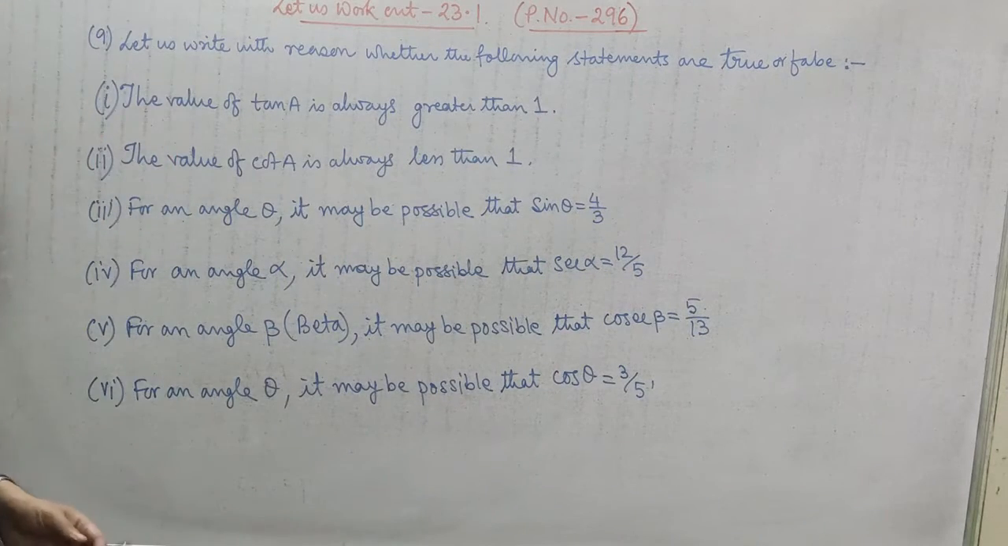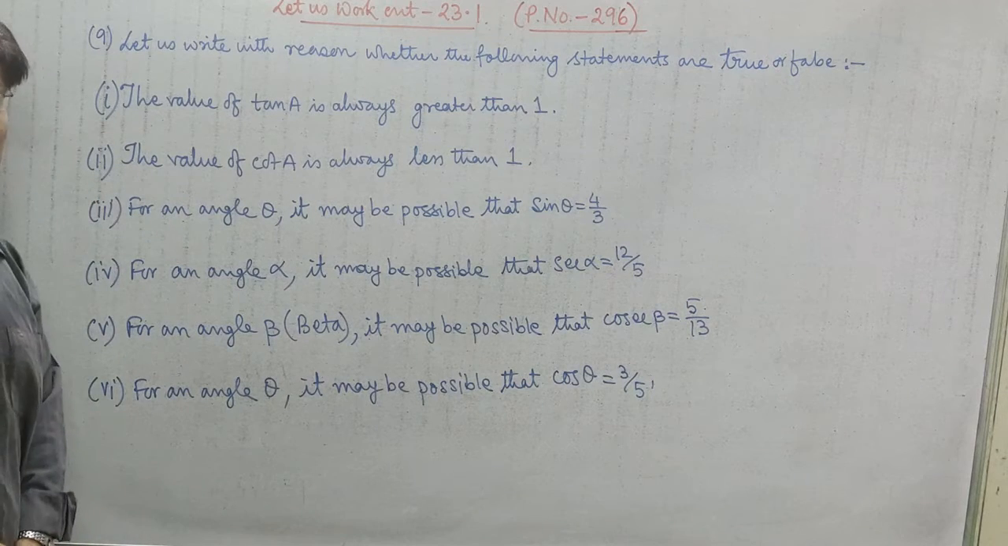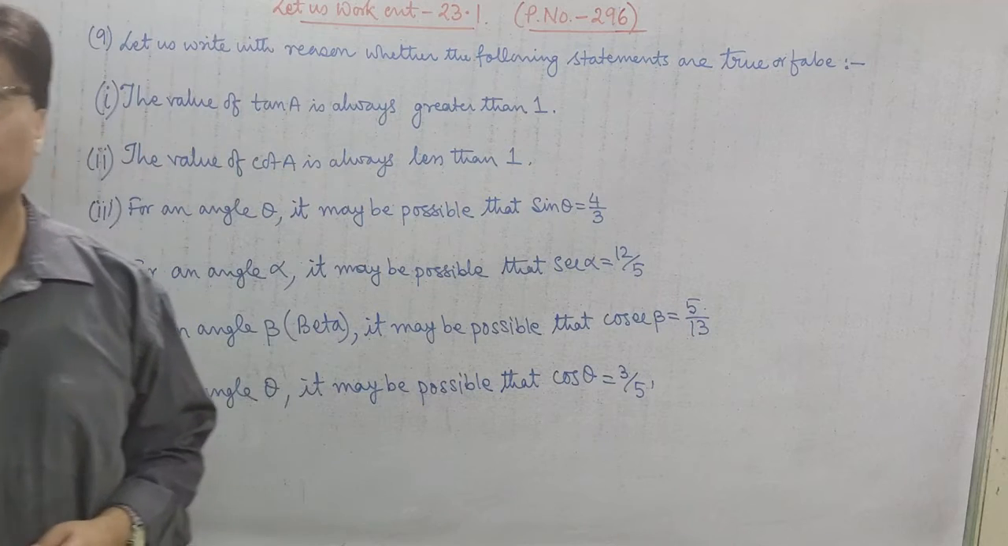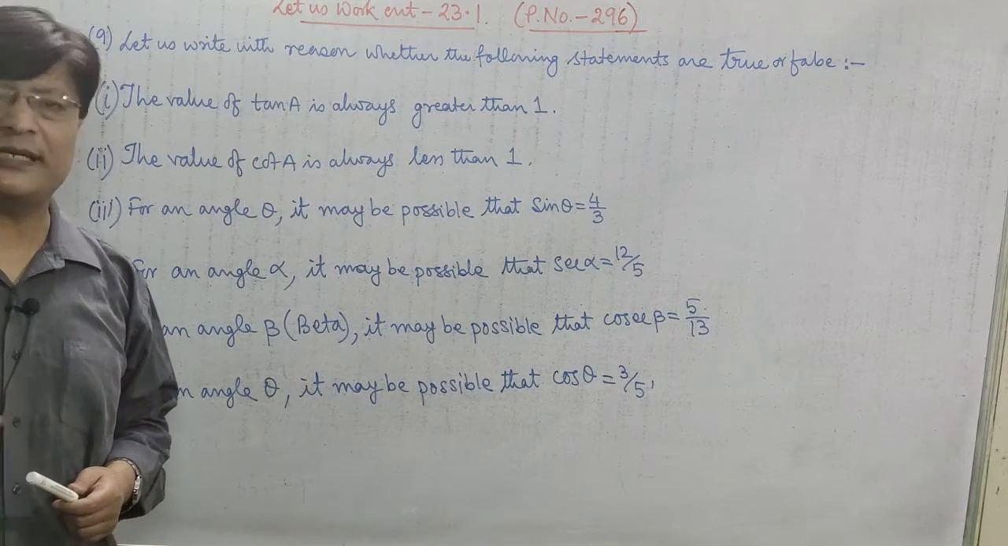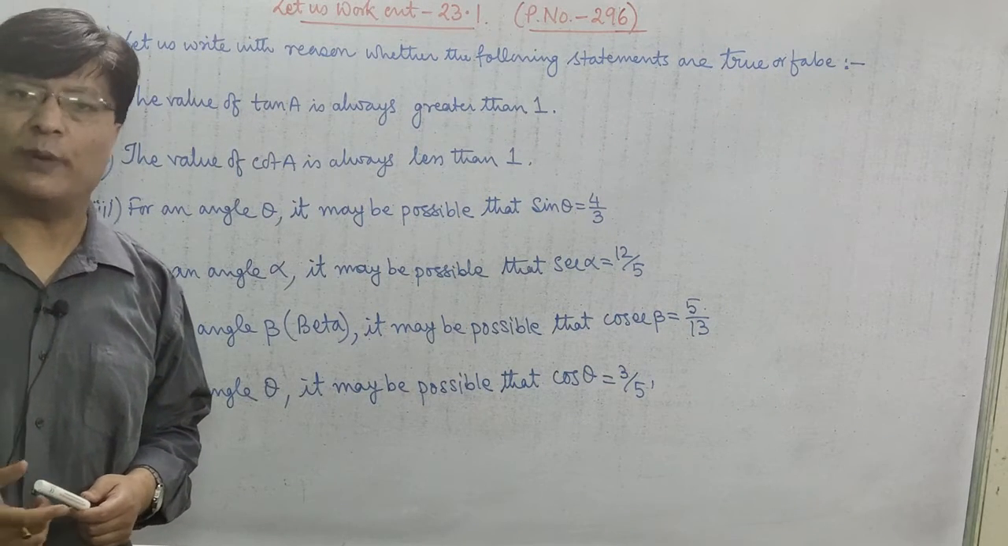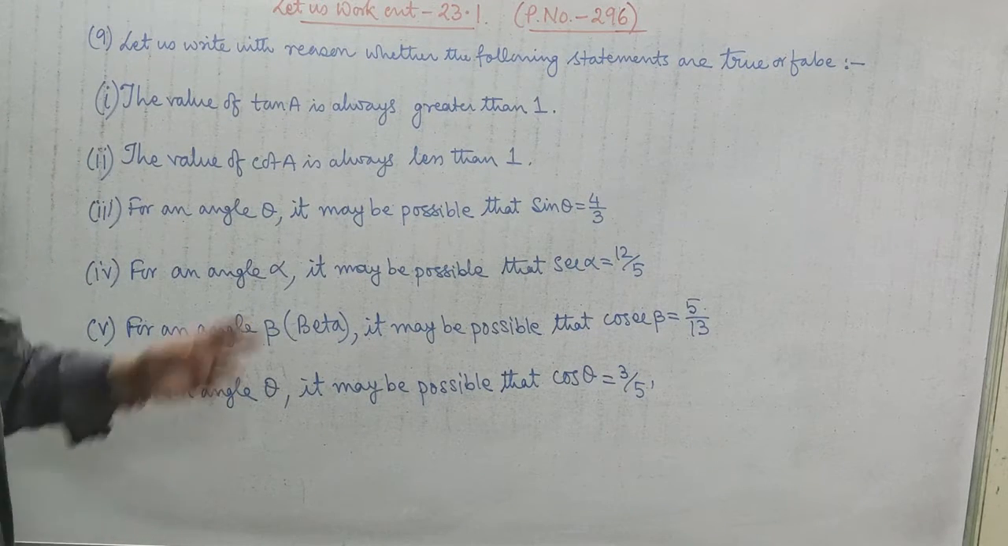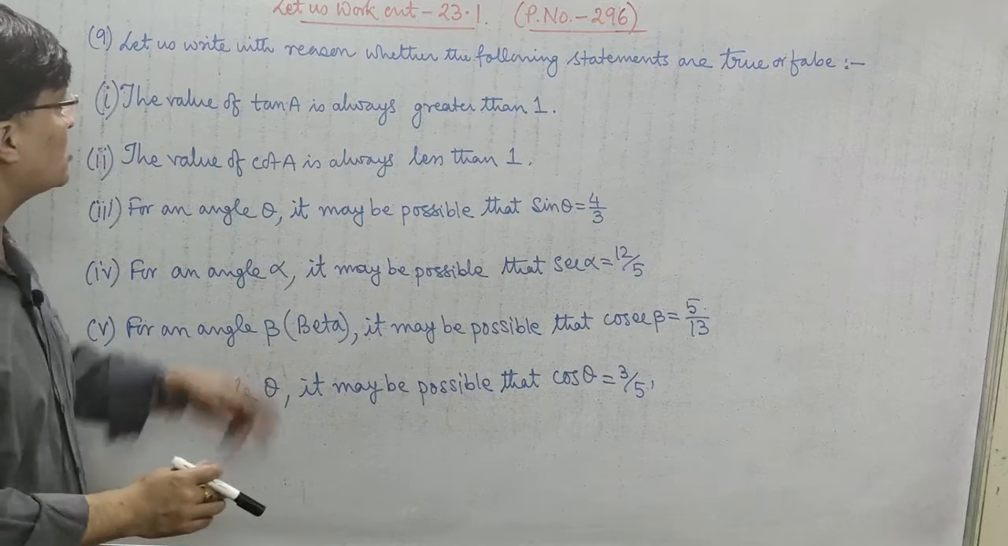So now we'll do the next question, that is question number 9. This question is very, very important. You may get this question in a short answer type of question, that is, an objective type of question, which carries 2 marks. So write whether the statement is true or false type.